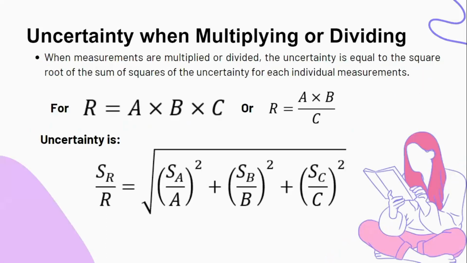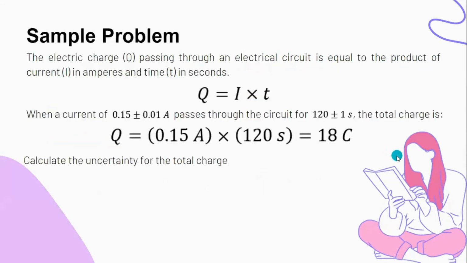Other than addition and subtraction, uncertainty propagation can also be used when the measurements are multiplied or divided. The propagation of uncertainty is equal to the square root of the sum of the squares of the uncertainties for each individual measurement. So let's use the formula for the following sample problem.